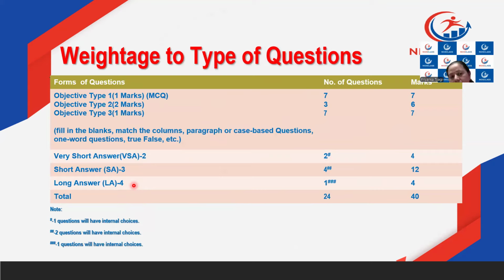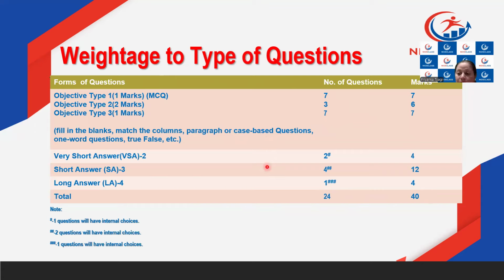Before this pattern, whatever paper was coming contained only 6 to 8 questions, very limited questions. But this question paper contains a total of 24 questions. Maximum marks of the paper is 40. Objective type questions are 17 in total. 1 mark questions are 7. 2 marks questions are 3. And 3 marks questions are 1 in one type.